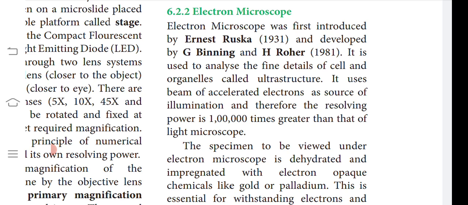The electron microscope was first introduced by Ernst Ruska and developed by Binnig and Rohrer. It is used to analyze the fine details of the cell organelles. Okay, so these are all the small organs that are present inside the cell. That is called the ultrastructure of the cell. It uses a beam of accelerated electrons as a source of illumination.